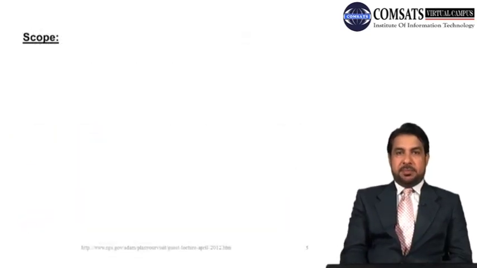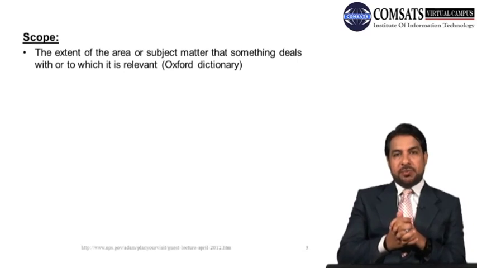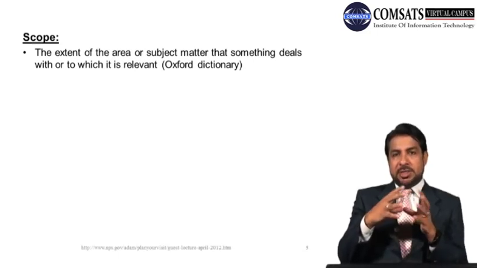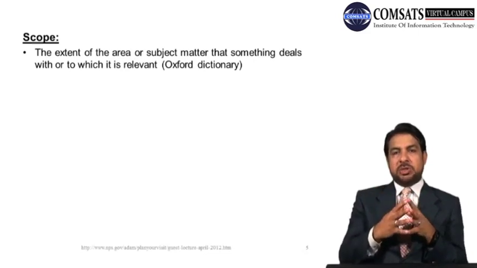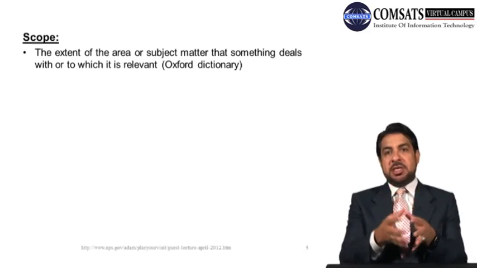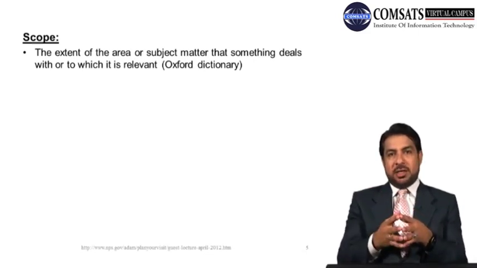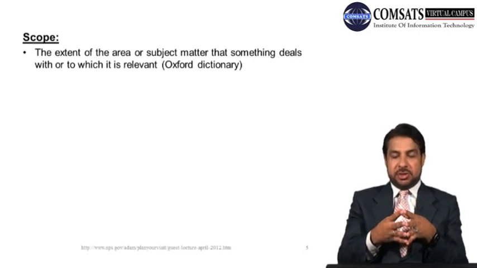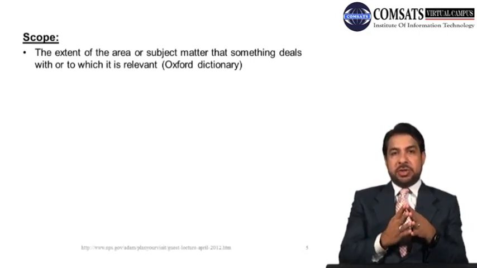The scope of IR. Let's see, what do we mean by scope? According to Oxford Dictionary, the extent of the area or subject matter that something deals with or to which it is relevant. Scope se murad ek jo discipline hai uske daire ikhtiyar mein kaun kaun si cheezein aati hain, kaun se mazameen aate hain, kaun se domains aate hain, kahan kahan pe aap usko apply kar sakte hain. So all these areas, all these domains in which you can apply international relations, and those areas are also relevant, so they would be called the scope.